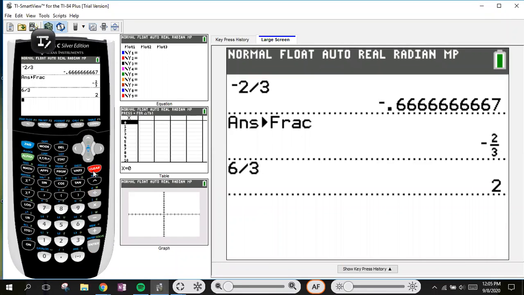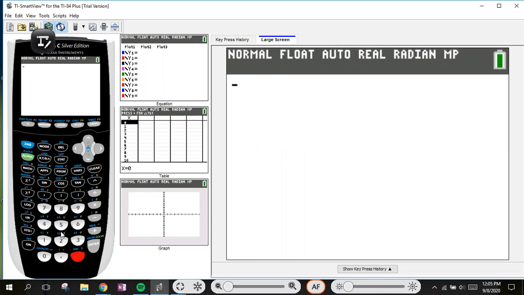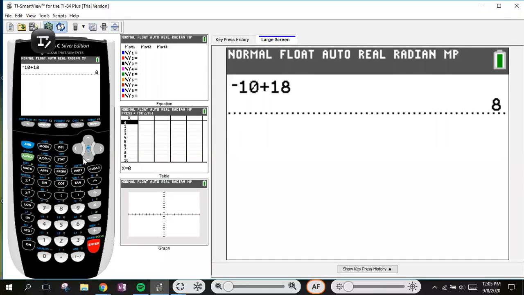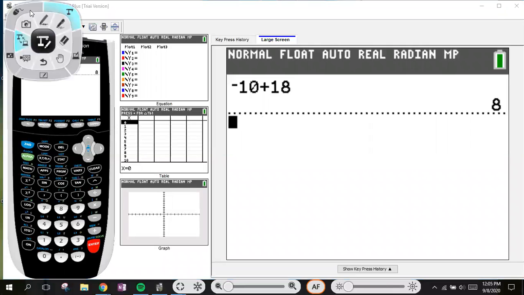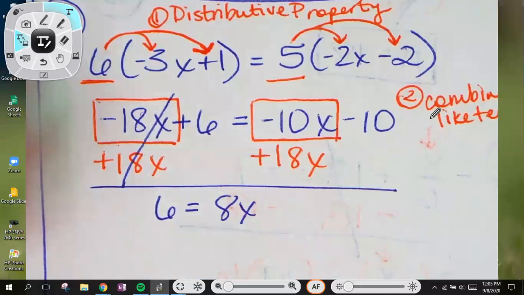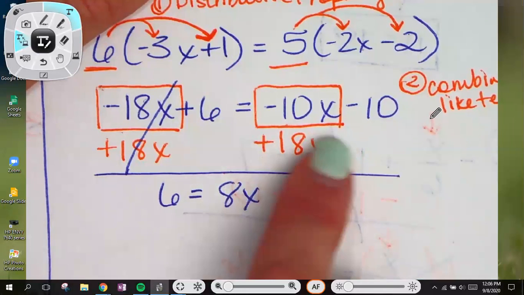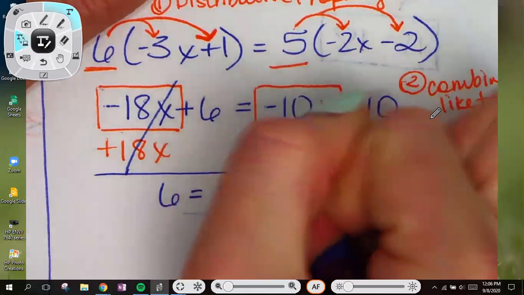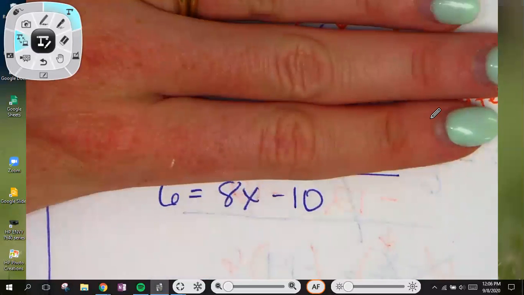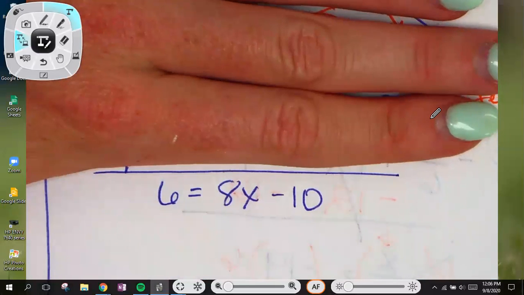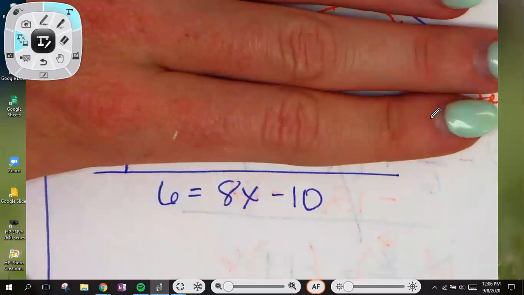Take an extra second. Negative 10 plus 18. You don't have to put the x's in the calculator. So we get positive 8. Bring down my x, and then I need to bring down my minus 10. Now this looks like every other equation you've worked before.